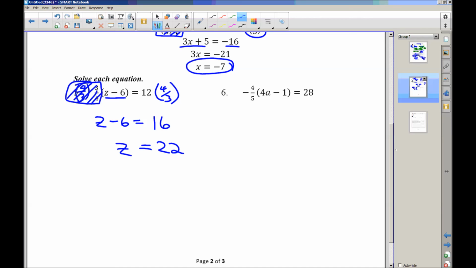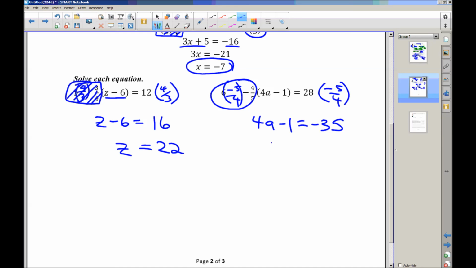Okay. Last one. So I put negative 5/4 in both parts. Okay. This part will inverse away. So I'm left with 4a minus 1. You can drop the parentheses now. And we have equals negative 35. I add 1 to both sides to get 4a as negative 34. Okay. And then we divide both sides by 4. And we get a is equal to negative 8.5.